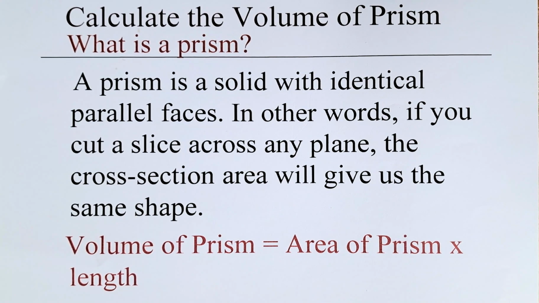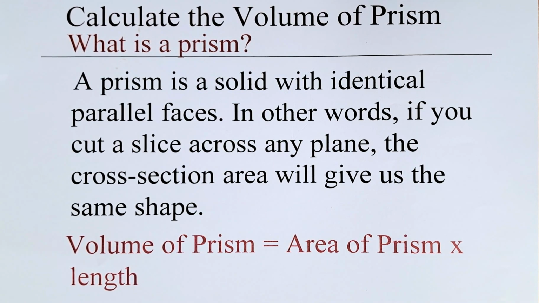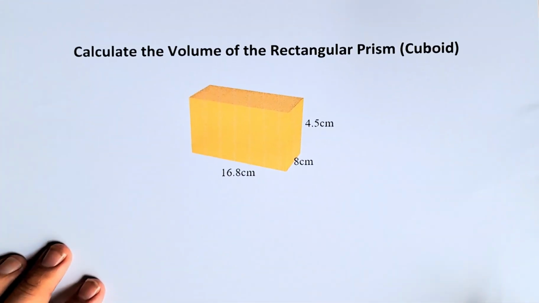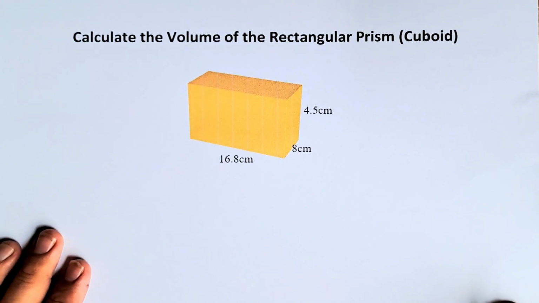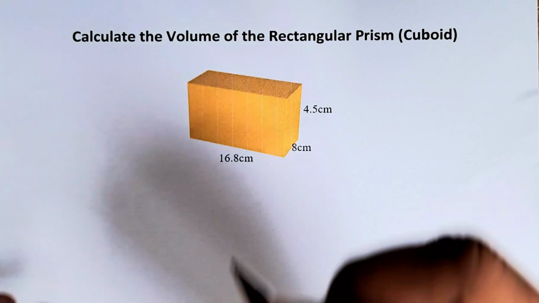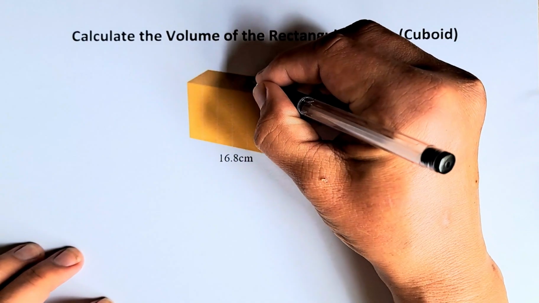So without further ado, let's look at how to calculate the volume of a rectangular prism, also called the cuboid. This is an example of a cuboid. We are going to calculate the volume of this prism. We need to identify which parts of this cuboid are prisms. There are three prisms, and we're going to label them A, B, and C. The first one is A.